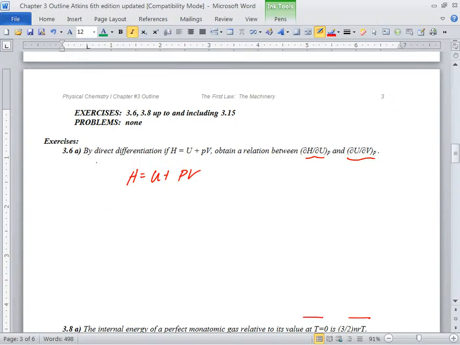On both sides? Well, you could, if you did P, you'd end up with partial H with respect to P. Let's do it with respect to U. Because see the goal? The goal is these two. So I'd take it with respect to U also.